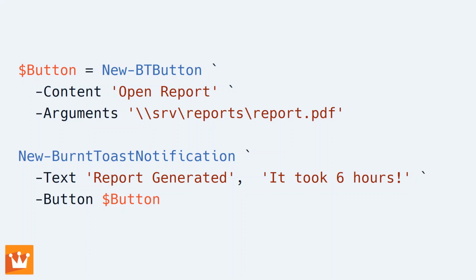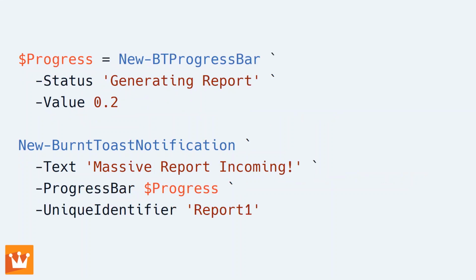What if you wanted some progress reports? You can use a progress bar. A progress bar can have a status and a value, and this value is between 0 and 1, and it represents a percentage. So in this case it'll be about 20% done. And like with a button, we're using New-BTProgressBar, or BurntToast progress bar, and we provide that to the BurntToast function through the progress bar parameter.